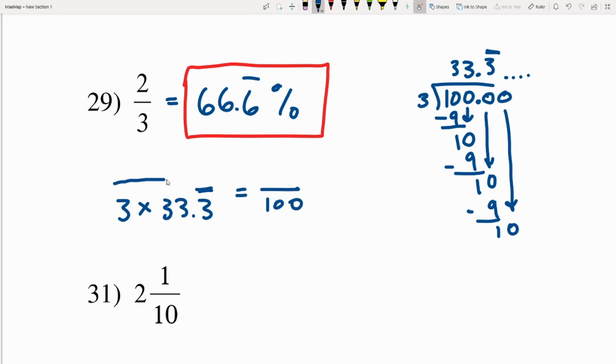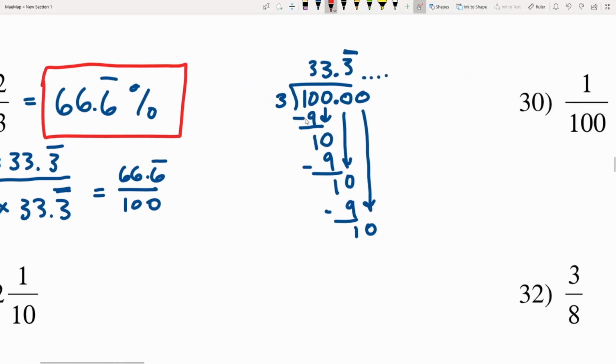That was my denominator, so that means my numerator I'm going to have to multiply 2 times 33.3 repeating as well. 2 times 33.3 repeating is going to be 66.6 repeating. So you can see 66.6 repeating out of 100 becomes 66.6 repeating percent.